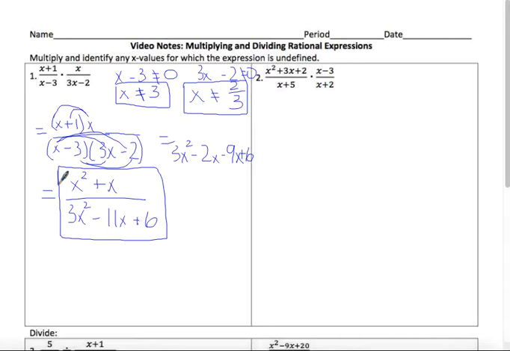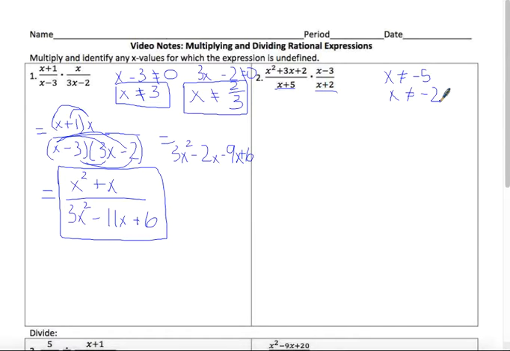So for this one, first, let's start with where the expression is defined. We can see we have x plus 5 and x plus 2 in the denominator. So x cannot equal negative 5, and x cannot equal negative 2. That's because each of those values would make the denominator equal 0.